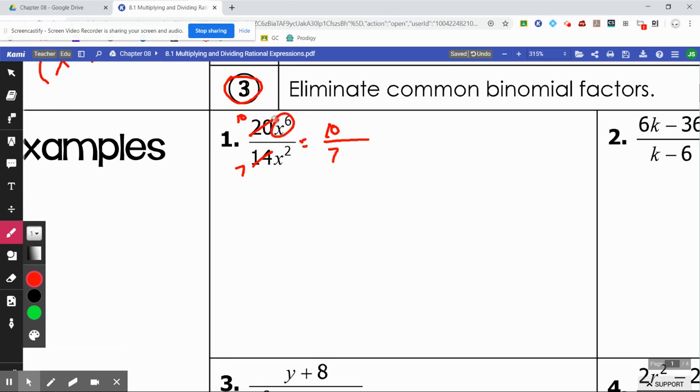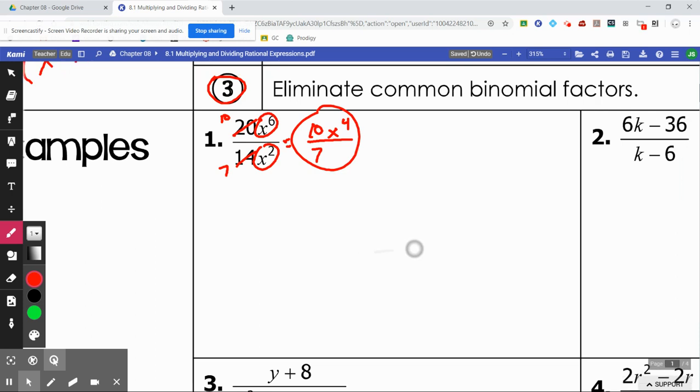Rules of exponents. If you have 6 x's on top, 2 on bottom, you're going to subtract them. You now have 4 x's. Since there's more on top, you're going to write your answer on top. 10x to the fourth over 7.